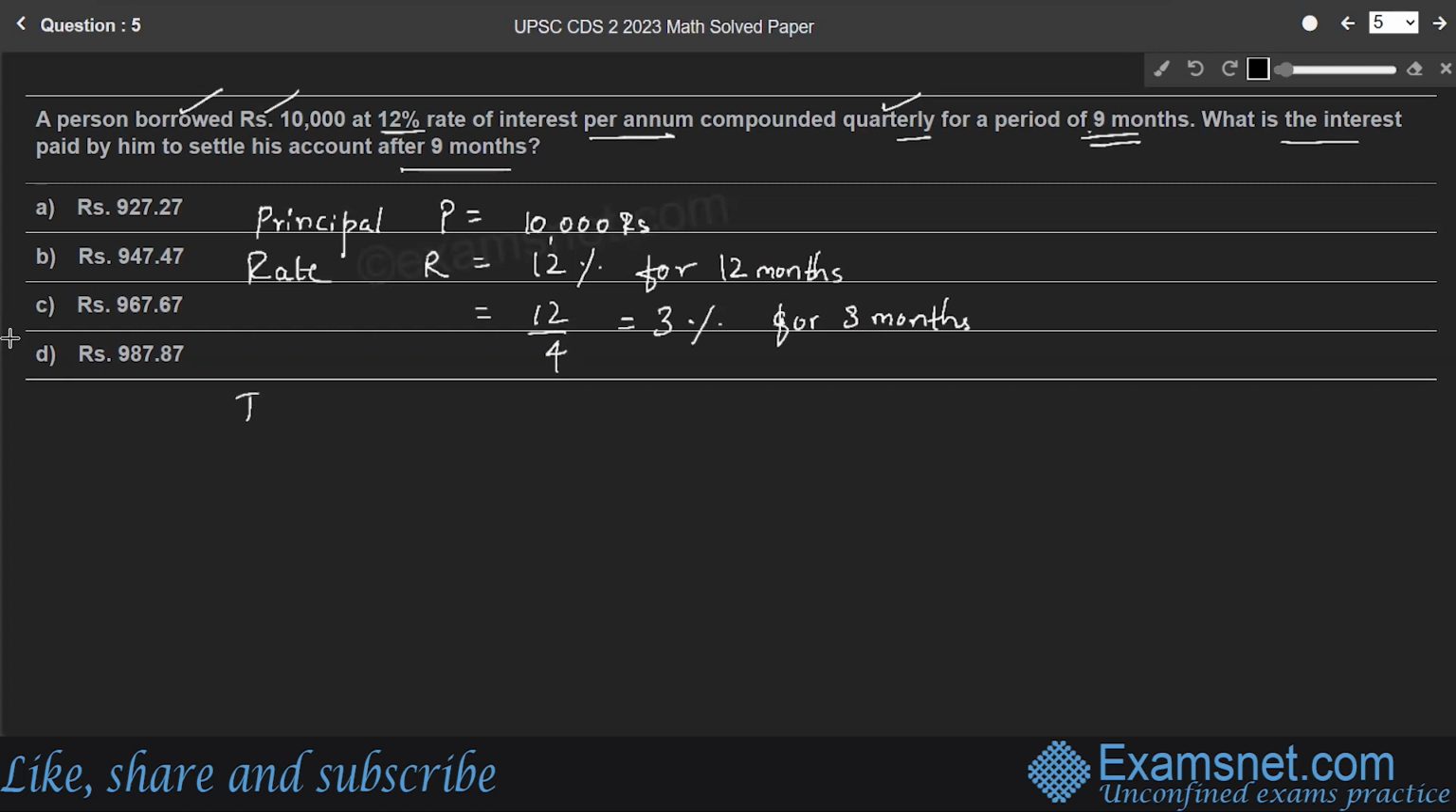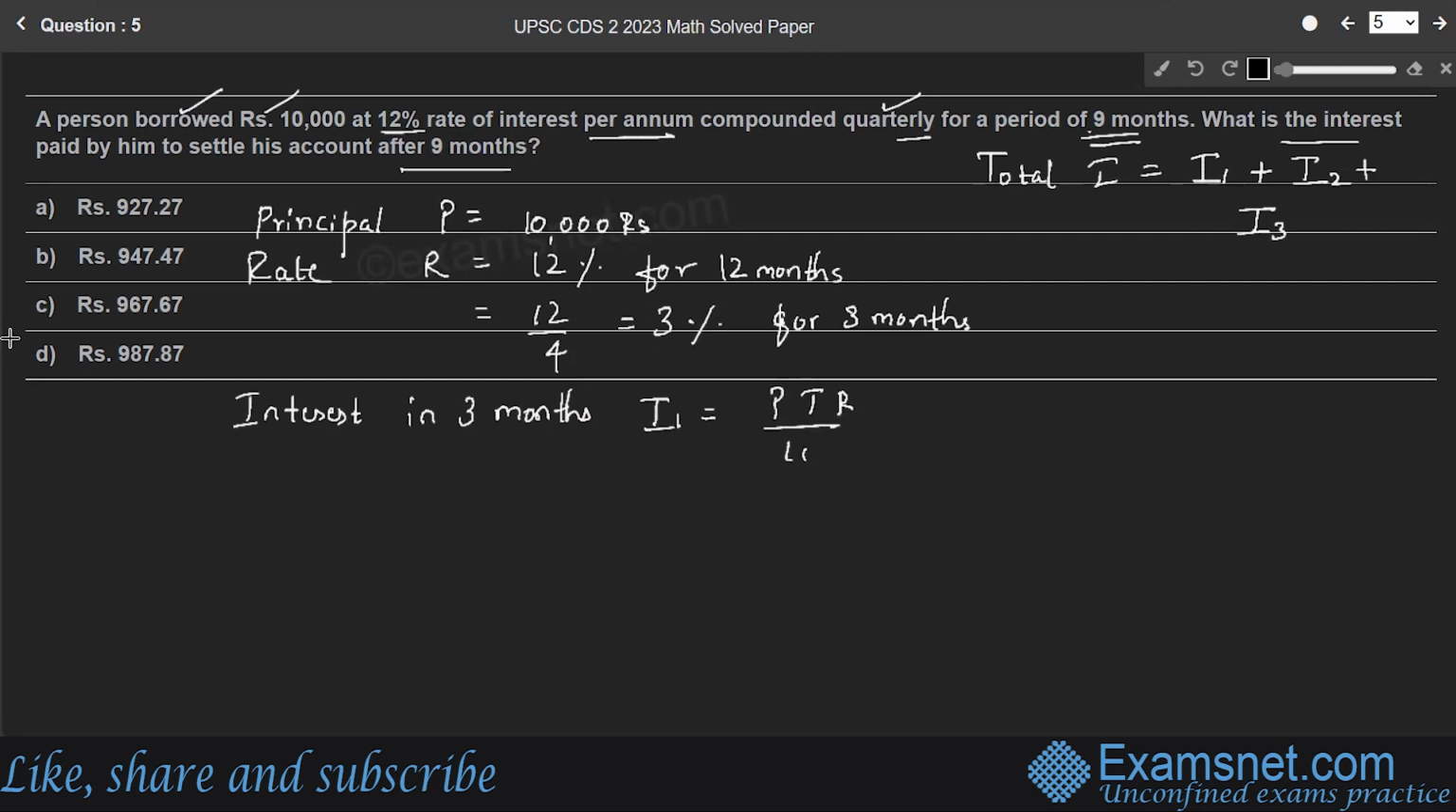So we'll consider the interest paid by him in the first 3 months as I1. The total interest I is the interest paid in the first 3 months plus the interest paid in 3 to 6 months plus the interest paid in 6 to 9 months. The formula for interest is PTR by 100, principal into time period into rate of interest by 100.